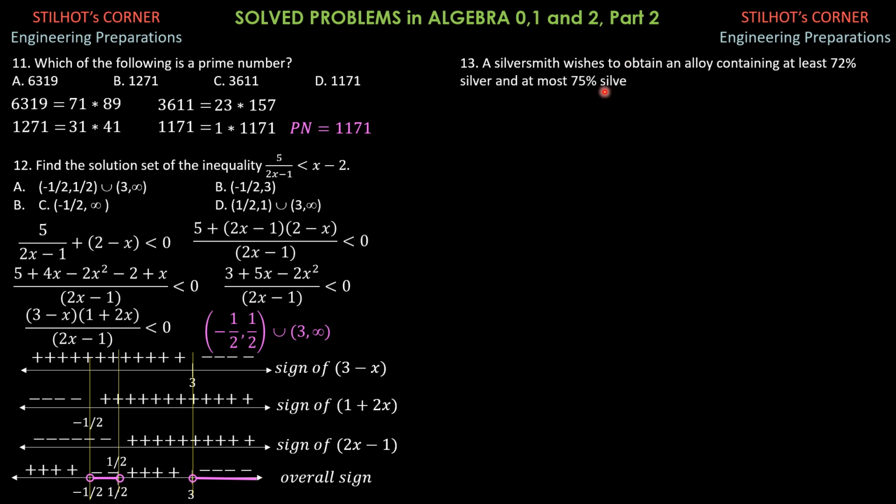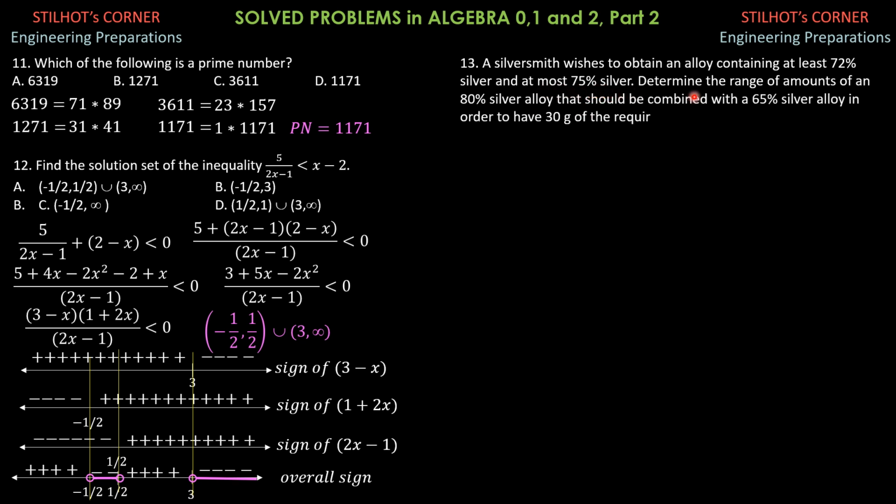13. A silversmith wishes to obtain an alloy containing at least 72% silver and at most 75% silver. Determine the range of amounts of an 80% silver alloy that should be combined with a 65% silver alloy in order to have 30 grams of the required alloy. So we will call X the amount of 80% silver to be combined with 65% silver alloy in order to have 30 grams.